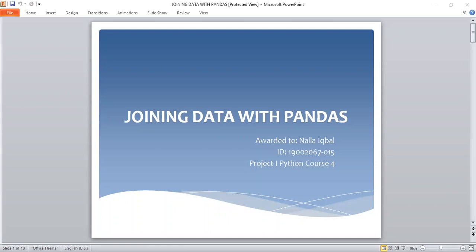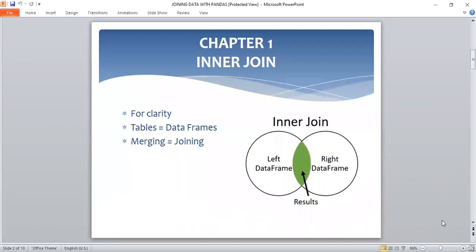Now I will discuss the fourth course of Python, Joining Data with pandas. Chapter 1: Inner Join. It is for clarity. Tables are equal to data frames, merging equal to joining.